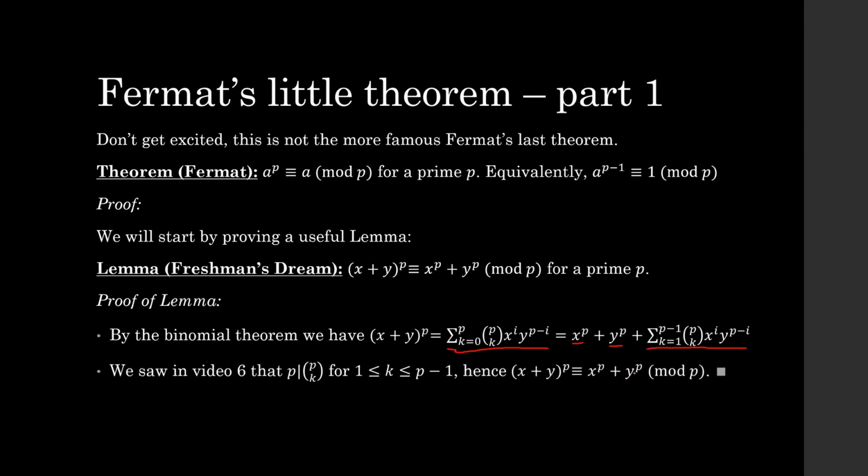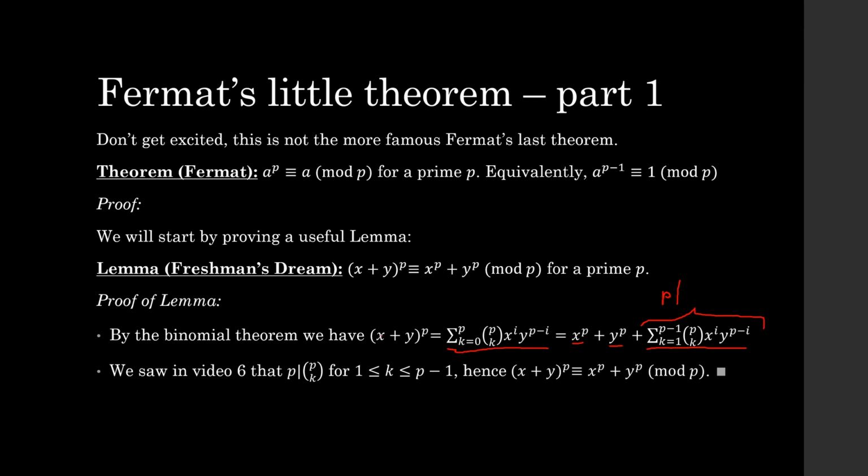Now, we saw in video 6 that p divides p choose k for k between 1 and p minus 1. So for all of those terms, we've got a sum including p choose k, which means that p is going to divide this whole sum here. And remember that when p divides something, that thing is congruent to 0 mod p.